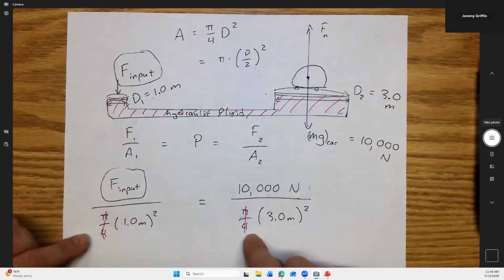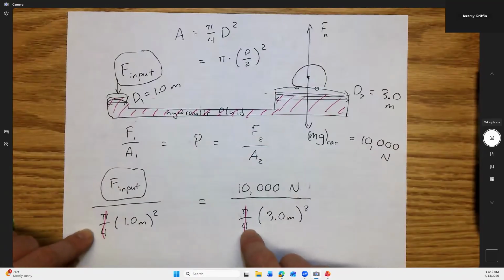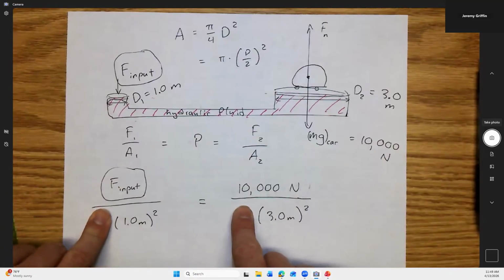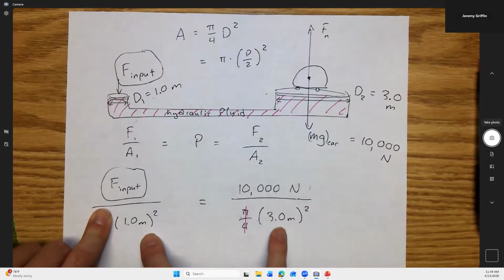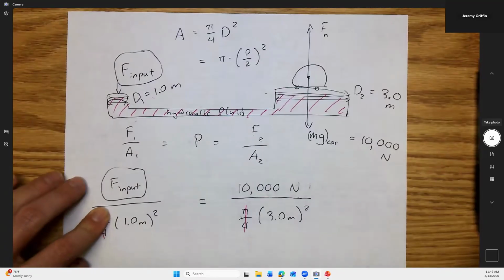The same. Because pi over 4 just makes it a circle. But it doesn't matter what shape because it cancels out anyway. Okay, so now we got this. 1 squared is 1. Guys, what's 3 squared? 9. So it'll be 10,000 divided by 9.